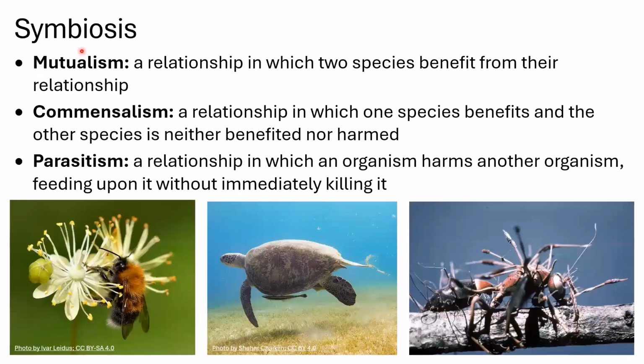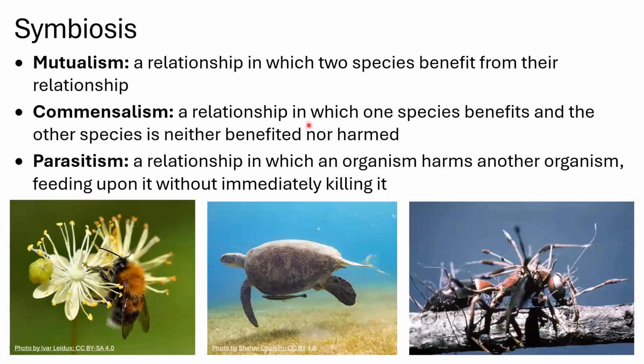Symbiosis can be divided into three categories. One is mutualism, in which both species benefit from the relationship. The clownfish seen previously, for example, helps drive off fish that eat the anemone, while the anemone provides shelter and protection for the clownfish. Pollinators and the flowers are another common example, with pollinators like bees getting food from the flower, while the flowers get fertilized, allowing for reproduction.